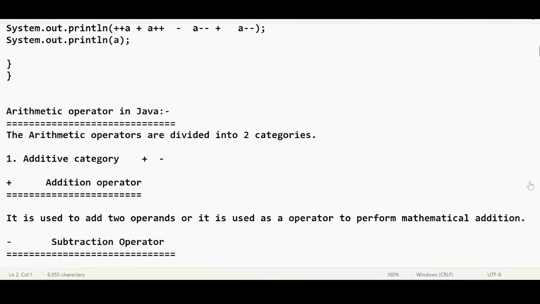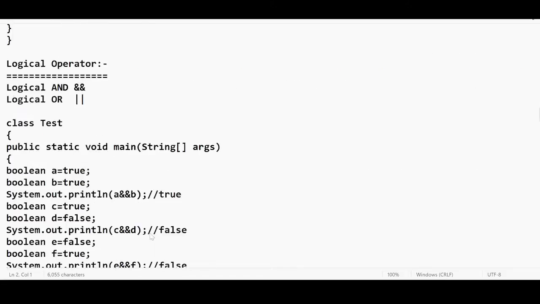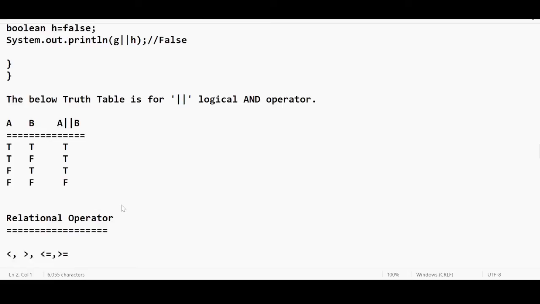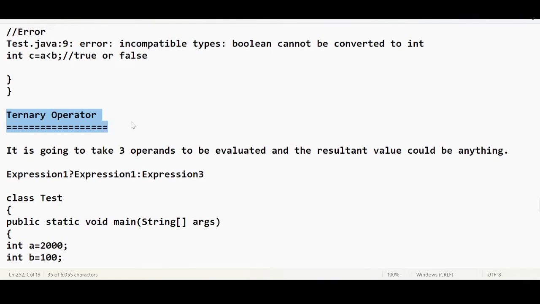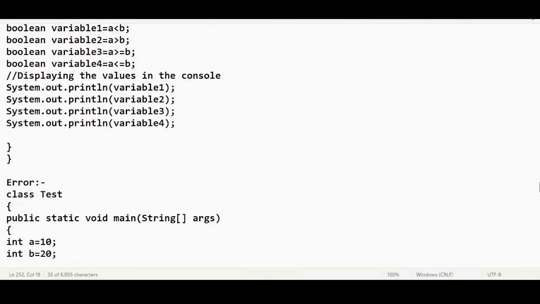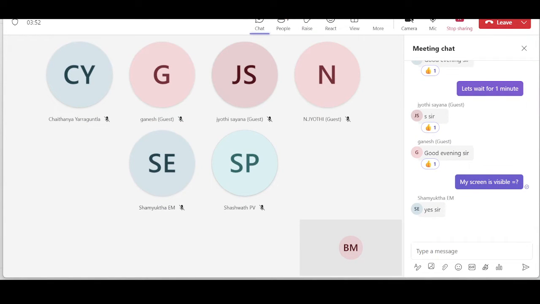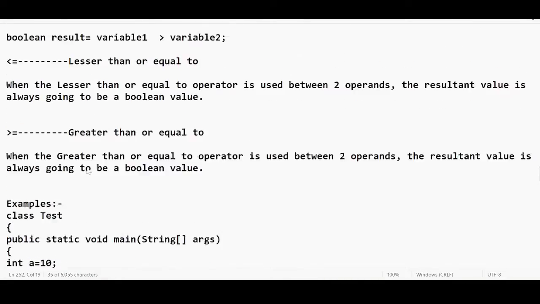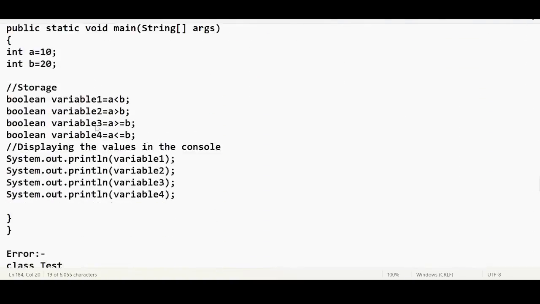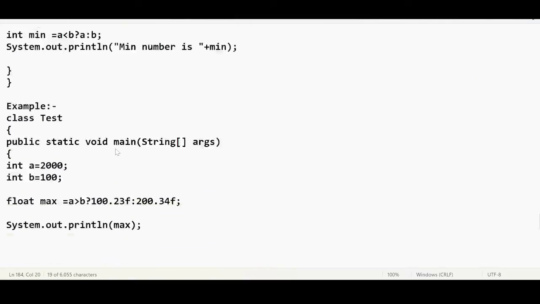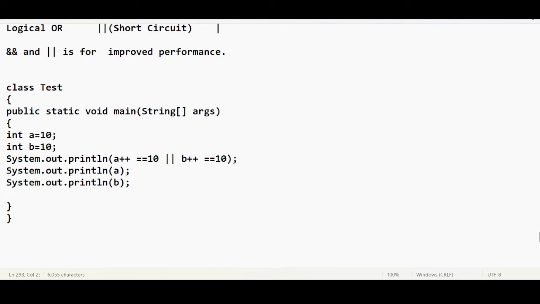Okay, we have completed the topic on Java operators. So all the operators have been completed. And yesterday we were discussing the ternary operator. And before even discussing the ternary operator, we discussed the relational operator, and we have also covered the ternary operator and the short circuit operators. Right? I hope the concepts are clear and good.